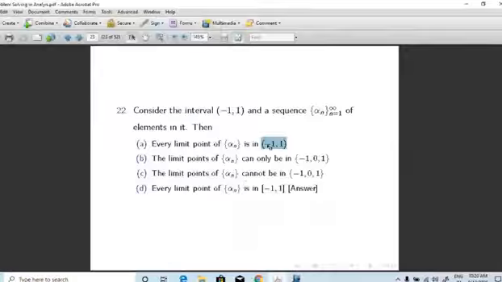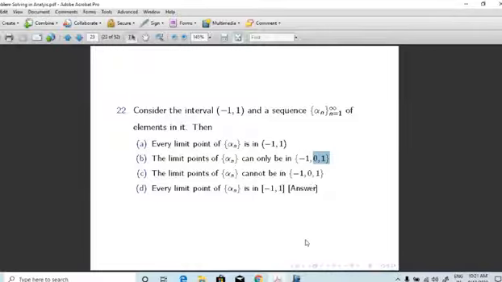That is not true, because 1 can be a limit point, or even minus 1 also can be a limit point of a sequence inside this interval. Therefore, the first one is false. Look at the second one. They say every limit point of the sequence is only minus 1, 0, 1.